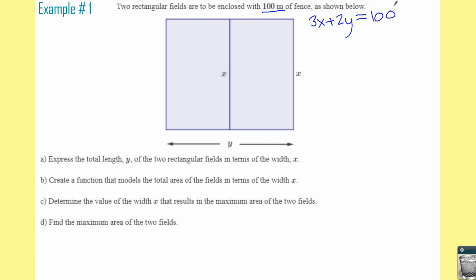Now we want to express the length of the 2 rectangular fields in terms of the width. So we want y in terms of x. So get the y by itself. So we move the x over. But then I wrote x, being silly.